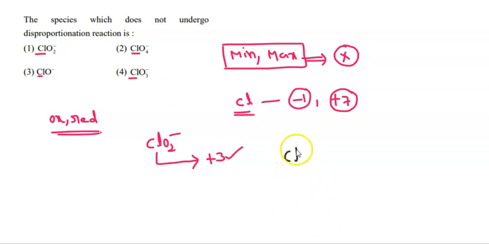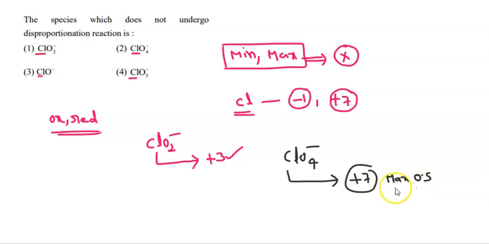If you see ClO4-, which is called perchlorate ion, chlorine oxidation state is +7, which is the maximum oxidation state. In that maximum oxidation state, chlorine cannot exhibit disproportionation reaction. That's why perchlorate ion cannot exhibit disproportionation reaction. Option 2 is the correct answer. Hypochlorite ion has +1 oxidation state, chlorate ion +5 oxidation state. In these two oxidation states, chlorine can exhibit disproportionation reactions.